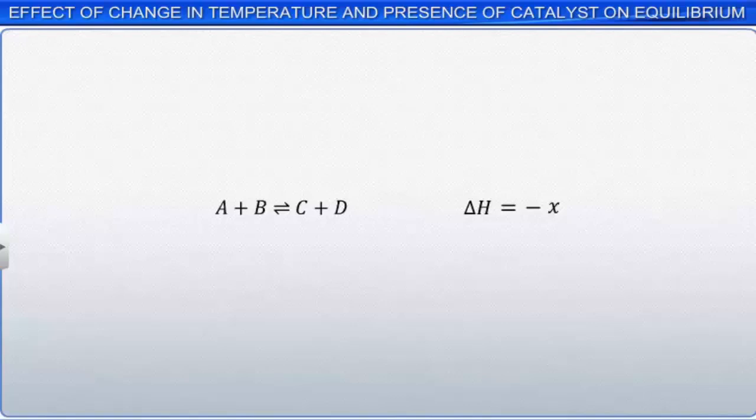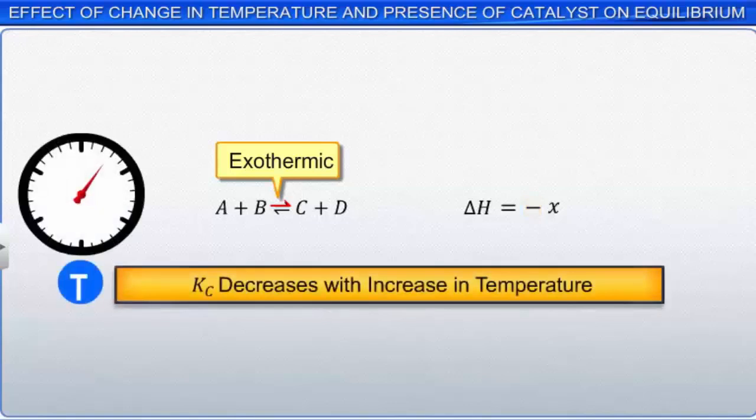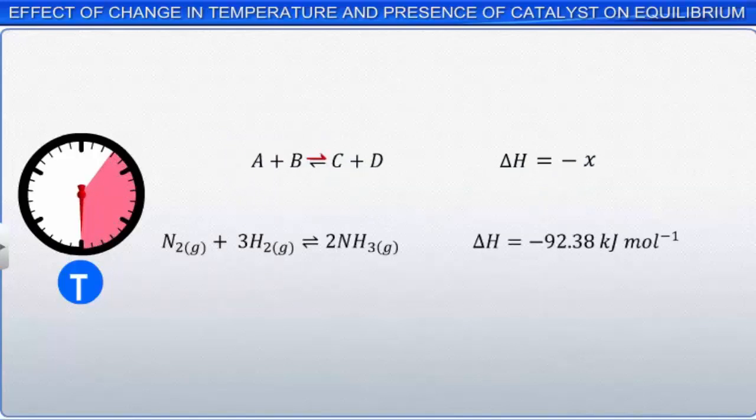In general, equilibria in which the forward reaction is exothermic, that is, where the enthalpy change is negative, have equilibrium constants that decrease with an increase in temperature. For example, the gas phase reaction of nitrogen and hydrogen combining to give ammonia. In this reaction, the forward reaction, that is, the formation of ammonia, is an exothermic reaction, and the backward reaction of ammonia dissociating into nitrogen and hydrogen is an endothermic reaction.